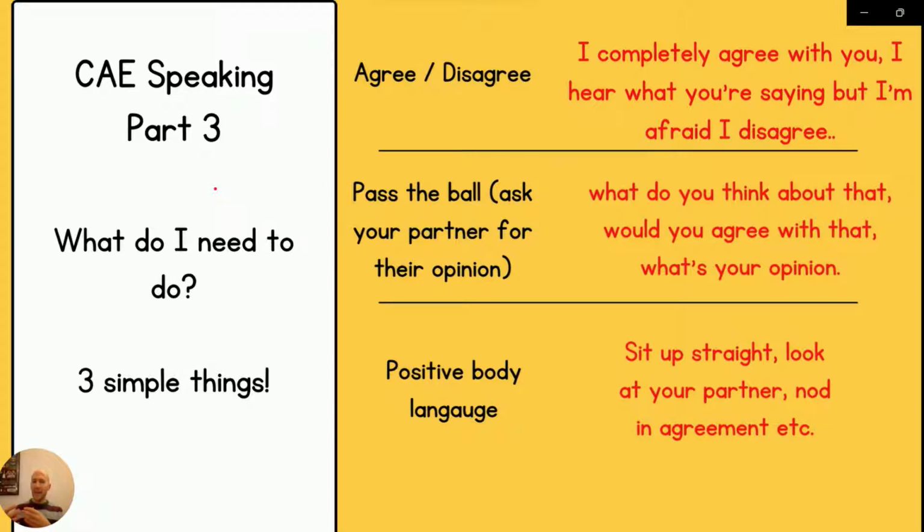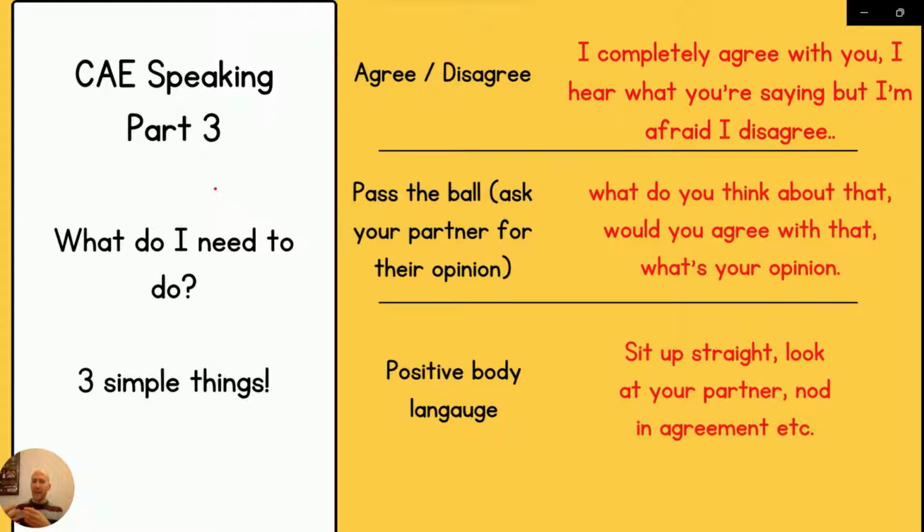Well, this is the part where you work directly with your partner. And the 3 simple things to do are learning how to agree and disagree in different ways. Pass the ball, which means remembering you are working with your partner. You're not working for yourself, you are working with another person. So remember to ask them for their opinion. And finally, positive body language.